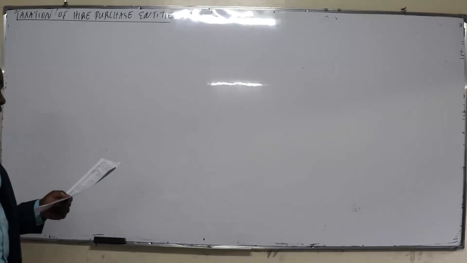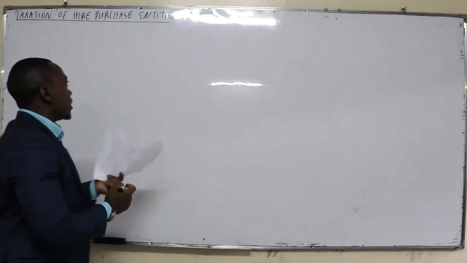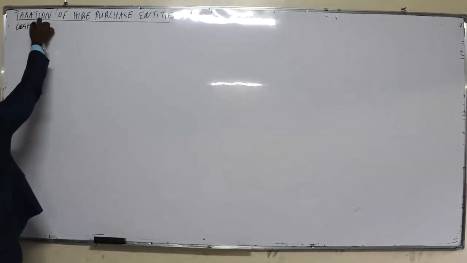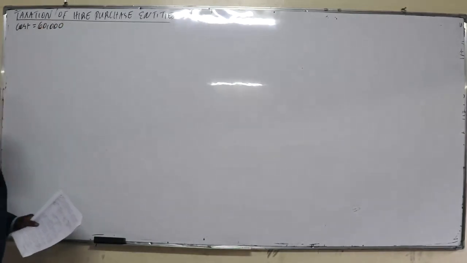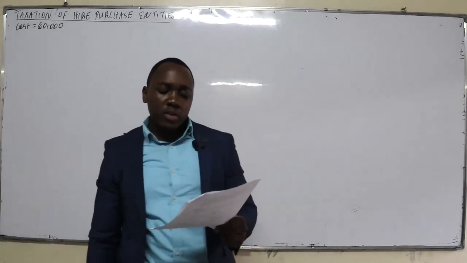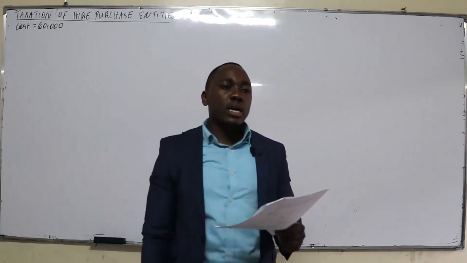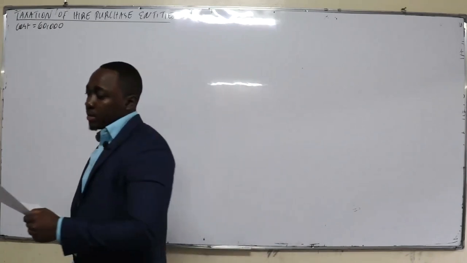We are told that the following information was presented to you by the management of Maripopole Enterprise Limited. The company deals in the sale of photocopier machines on hire purchase terms. The company purchases the photocopier machine at 60,000 each. So that's the cost. The cost of one machine is 60,000. Number two, the hire purchase price per unit comprised a deposit of 16,000 and 8 equal quarterly installments of 8,000. The cash price per unit is 70,000.